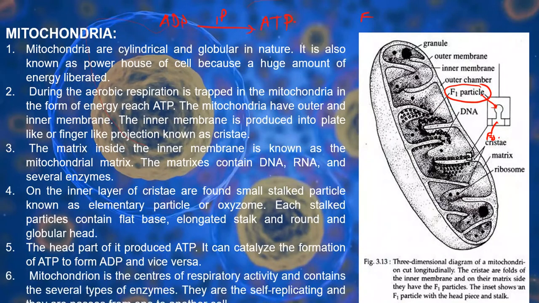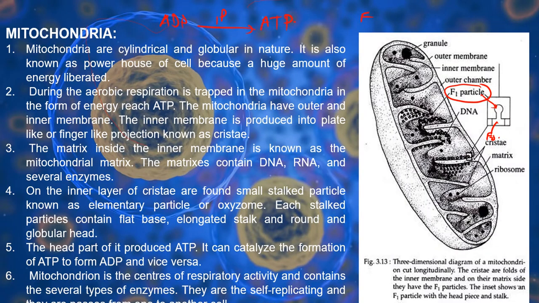Okay, so mitochondria is the center of respiration activities and contains several types of enzymes, as I already mentioned, and they are self-replicating. They have DNA content. They are semi-autonomous organelles. So this is all about the mitochondria. You need to remember mitochondria is the powerhouse of the cell, a double membrane-bound structure, a semi-autonomous, self-replicating, DNA-containing cell organelle, and the site for cellular respiration.